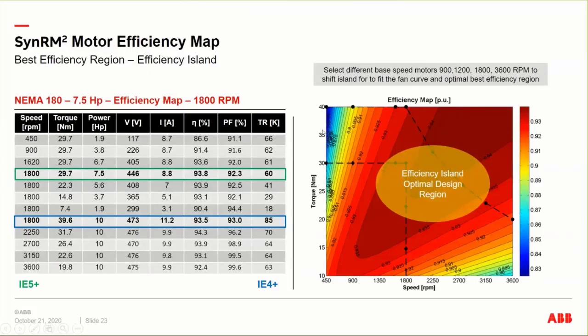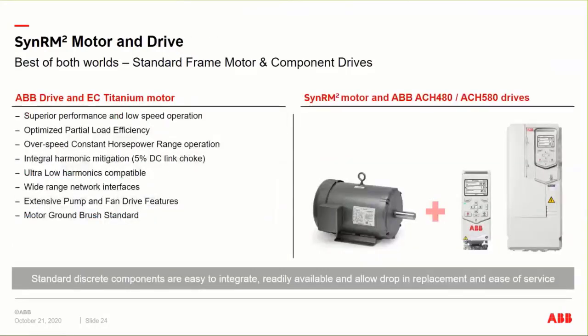I can shift different fan curves in here, whatever gives me the peak wire air efficiency for my system. And anywhere you're on this efficiency island, we've got a known quantity with this motor efficiency. And by the way, if this efficiency island at 1800 RPM doesn't make the fan curve, well, fine. We've got 900, 1200, 1800, and 3600 RPM base speed motors. So I can take this efficiency island and just shift it all over the place, wherever it needs to be for the best HVAC wire air efficiency design. So that's the message here on maximizing wire air efficiency.